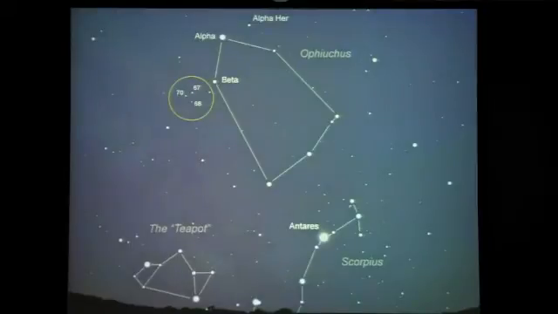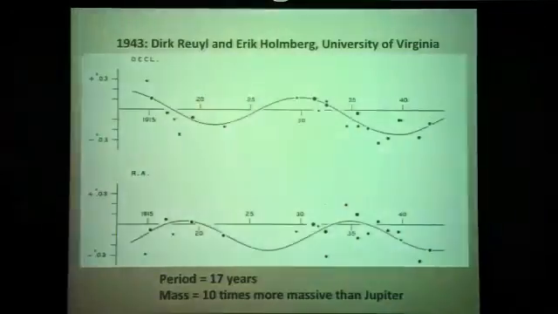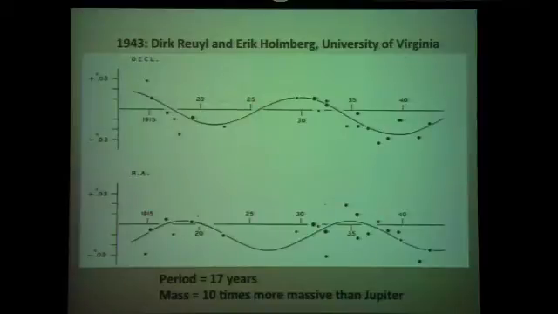In the same year, somebody else did the same thing. The star 70 Ophiuchus, this incredibly prominent star right here in the constellation Ophiuchus, became the subject of study. It also is a binary star system. 70 Ophiuchi has an 87.7-year orbit. It's also a fairly close star. And two astronomers at the University of Virginia, Royal and Holmberg, announced that they had discovered a planet 10 times more massive than Jupiter, 3,000 times more massive than the Earth, in a 17-year orbit around one of the stars in the 70 Ophiuchi system.